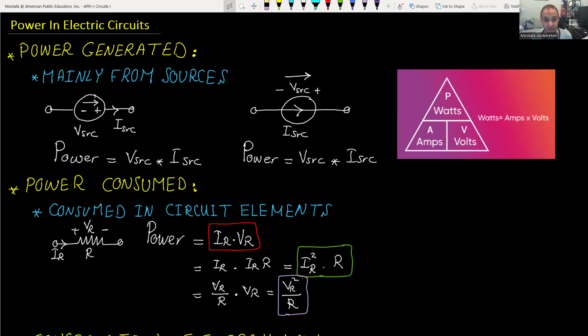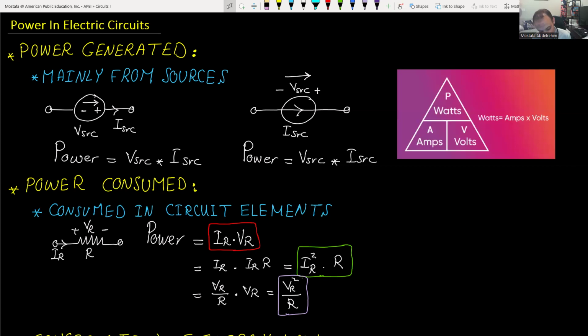Power is the rate of energy. It is basically joule per second. Joule is the unit of energy, the work done, or the total power over a certain period of time. But we always deal with power. Power is the rate of energy, joule per second: how many joules I consumed per second. And we have energy generated or power generated, and energy consumed or power consumed.